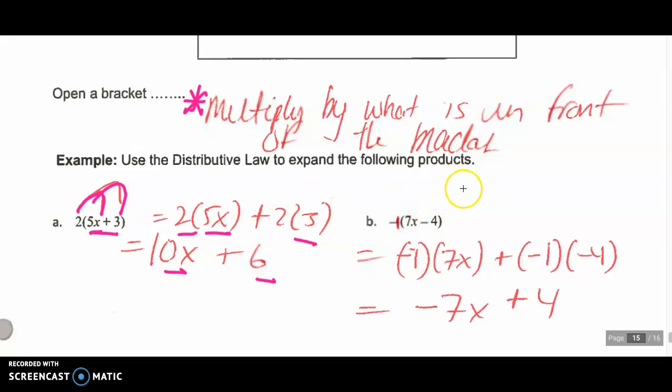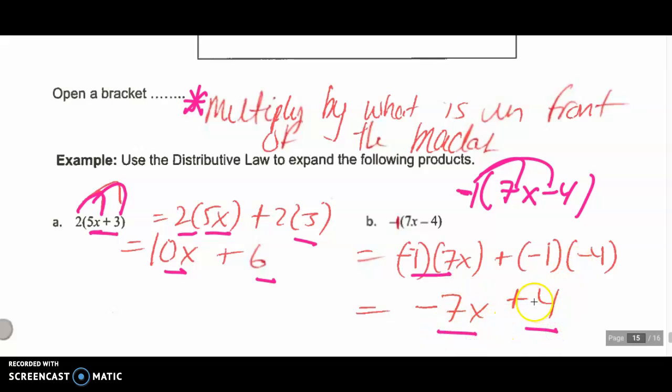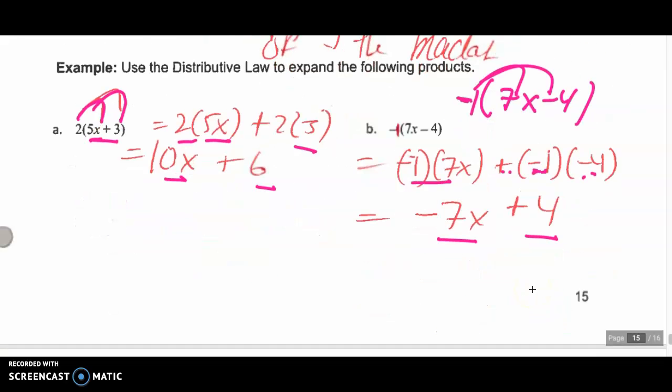If you have a negative in front of a bracket, I went over this. A little pet peeve of mine is the term special case. There's no special case. Negative is -1. So -1 times this, -1 times that, -1 times that is -7x, -1 times that is +4. Two negatives and a plus. You got lots of signs here. A plus and a minus is a minus, and a minus and a minus is a plus, and you end up with a plus.